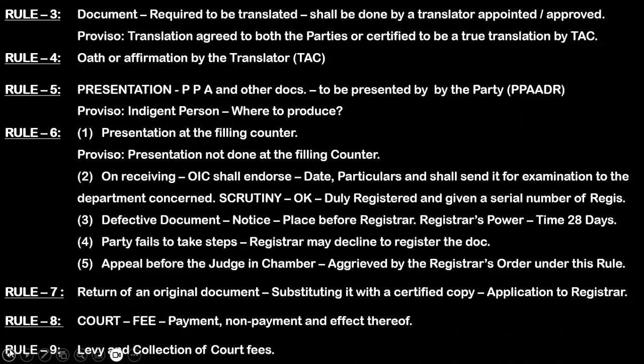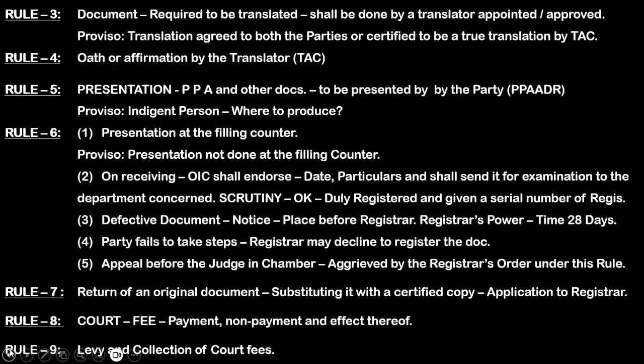Rule 3 provides that every document required to be translated shall be translated by a translator appointed or approved and notified by the court. So rule 3 says, all right, you have to get your documents translated through the translator who has been appointed or has been approved and notified by the court. Means we don't have that leverage to get it translated by just anyone. We have to stick to the translator who has been appointed or approved and notified by the Supreme Court.